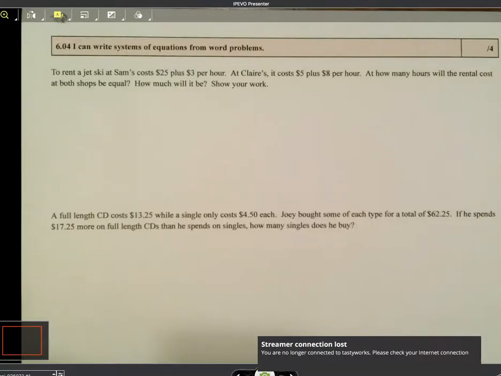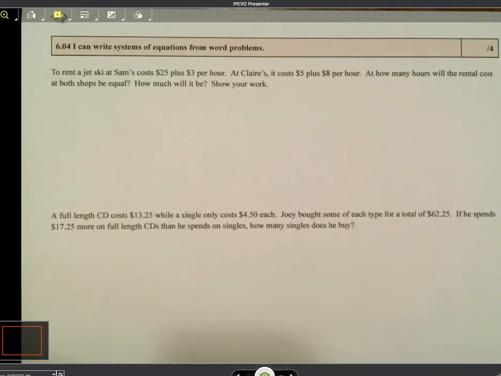To rent a jet ski at Sam's costs $25 plus $3 per hour. At Claire's, it costs $5 plus $8 per hour. At how many hours will the rental cost at both shops be equal? How much will it be?